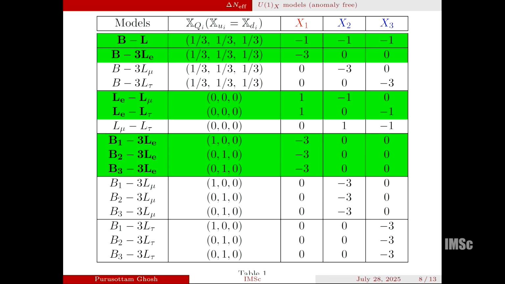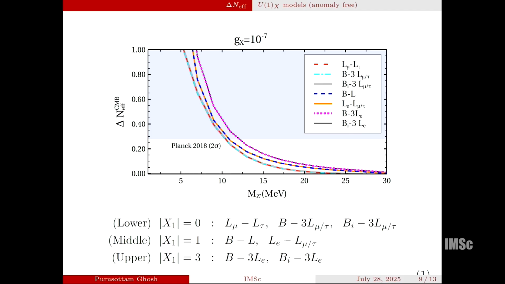So for our discussion, we consider all types of U1x model. Here the green highlighted one corresponds to x1 not equal to 0 and the rest are x1 equal to 0. So let me discuss one of the important outcomes here. This is the plot of delta N effective as a function of the Z prime mass. With the increase of the Z prime mass, the N effective contribution decreases. This is because at the higher Z prime mass, the number density of Z prime is Boltzmann suppressed.